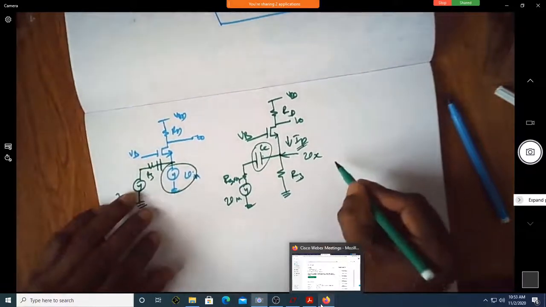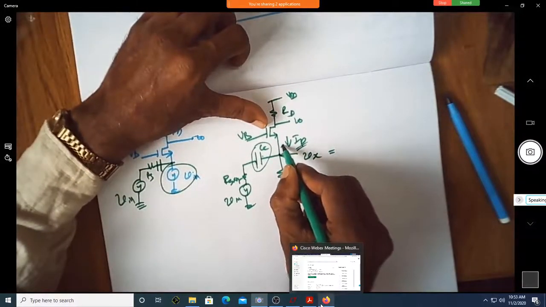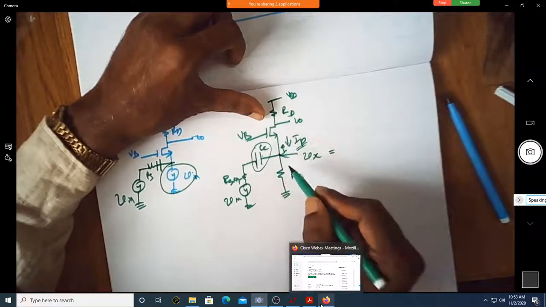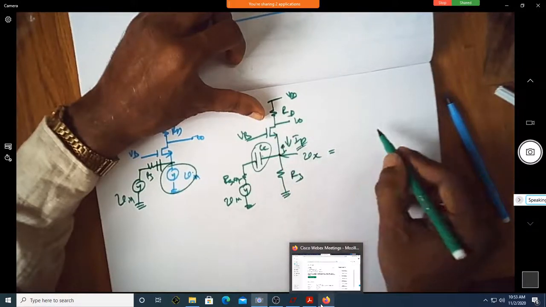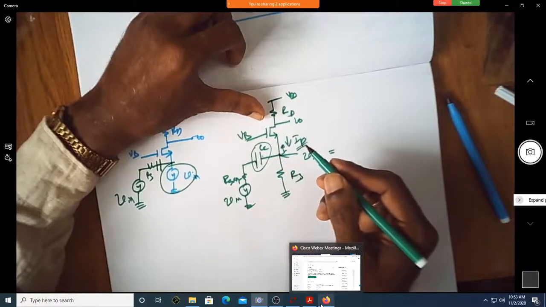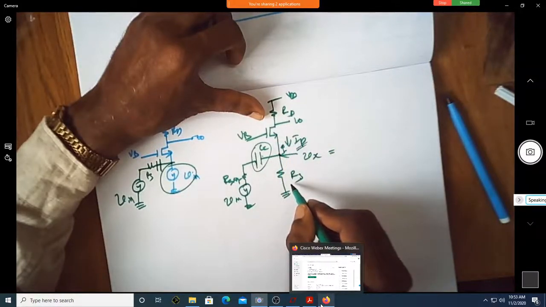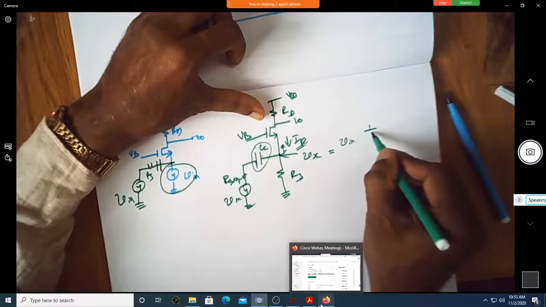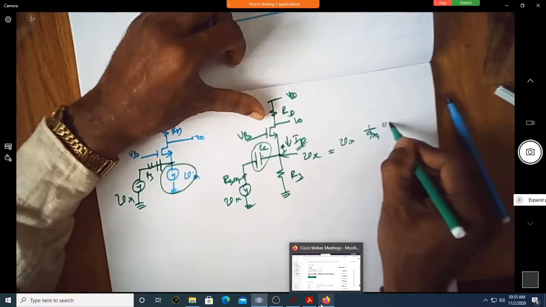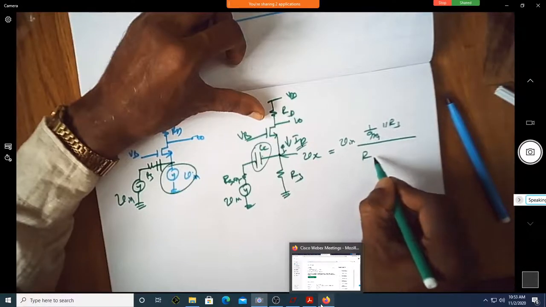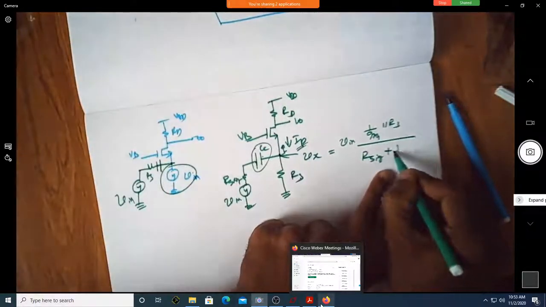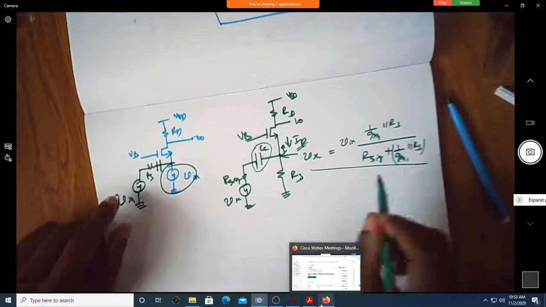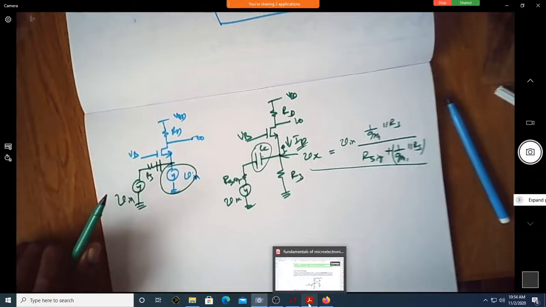Shall I now write Vx as equal to what is looking up here? The source resistance is 1 over GM. Does that 1 over GM come in parallel with R3? Shall I write it as Vin times (1 over GM1 in parallel with R3) divided by (R signal plus 1 over GM1 in parallel with R3)? This is Vx.